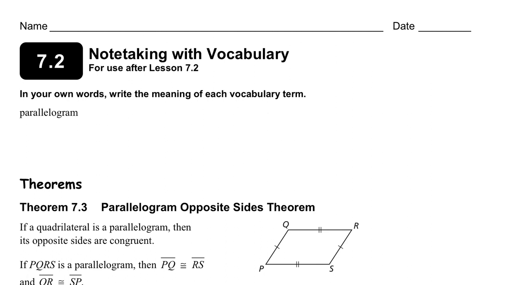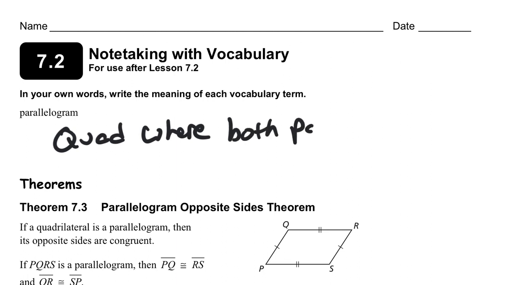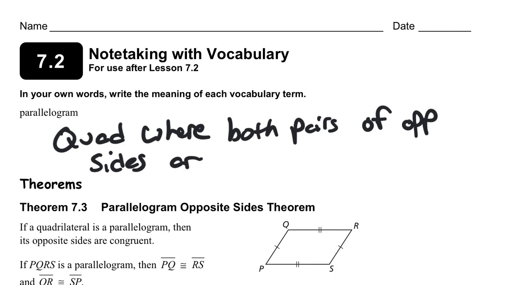What a parallelogram is, it's a quadrilateral where both pairs of opposite sides are parallel. That'll be our vocab. So quadrilateral, where both pairs of opposite sides are parallel. Okay. So I'm going to read through these four theorems.